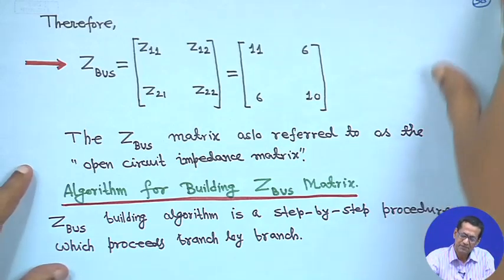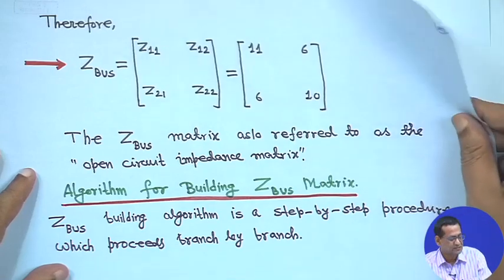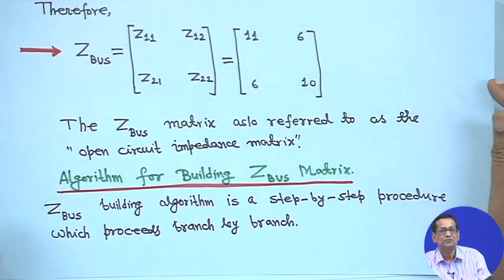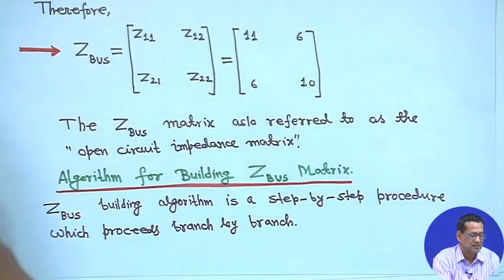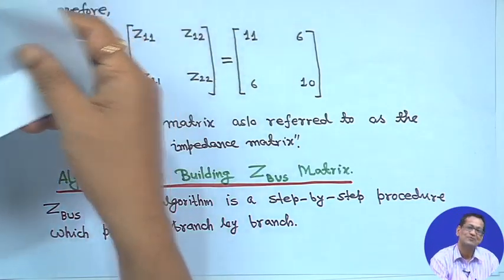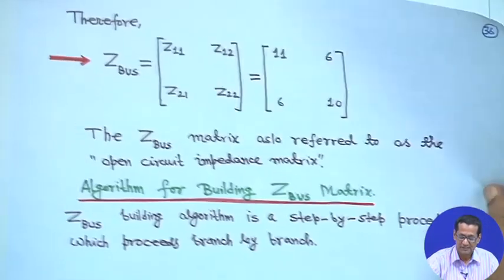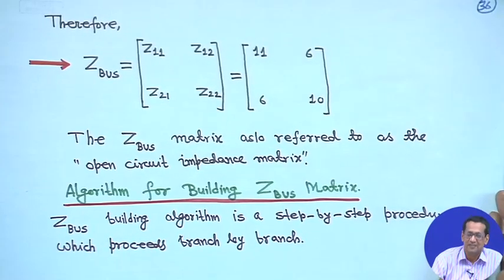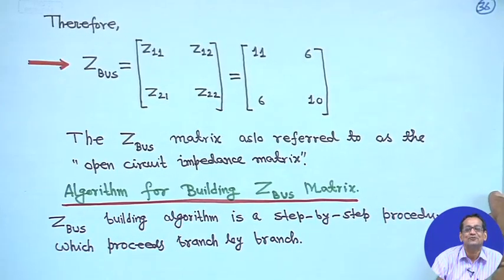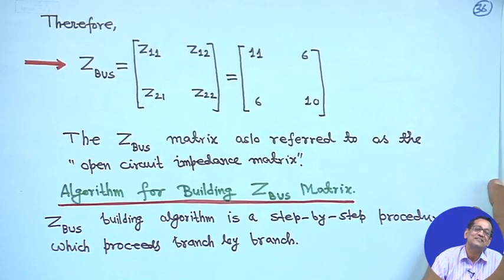The Zbus building algorithm is a step by step procedure which proceeds branch by branch, right. So, you have to move branch by branch, and we have to try to understand how the Zbus building algorithm works. But let me tell you, as far as coding is concerned, this is quite easy. For those who know coding and are interested, it is easy.